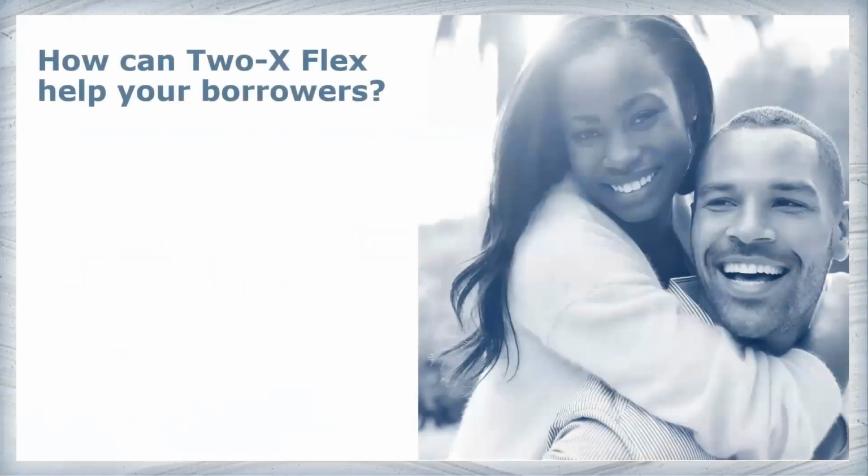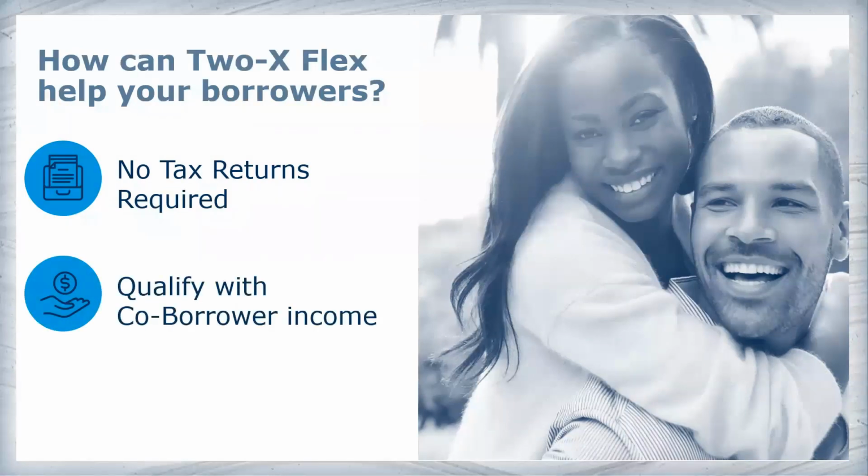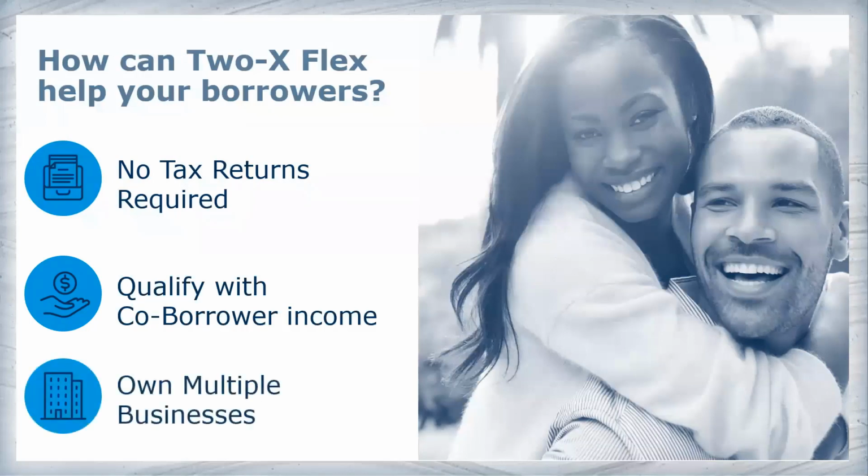How can 2X Flex help your borrowers? Well, we know there's a lot of self-employed borrowers out there. And so what this program allows you is to be able to offer them a program where no tax returns are required. You're going to be able to qualify with co-borrower income as well. So not just the self-employed borrower, but also co-borrower income. So you can have both self-employed and W-2. And they can own multiple businesses, which we know in today's world that a lot of people do own multiple businesses. So it allows you to do that.